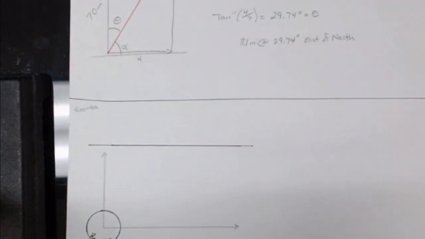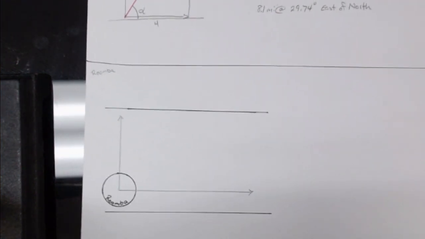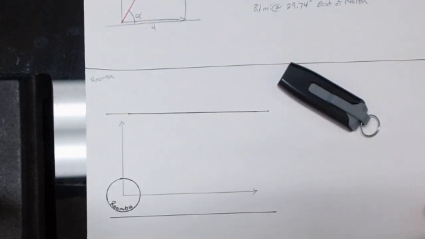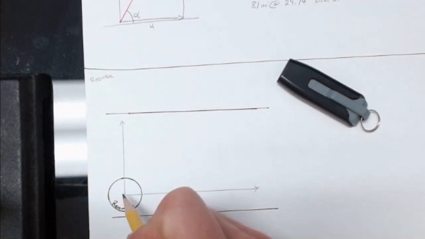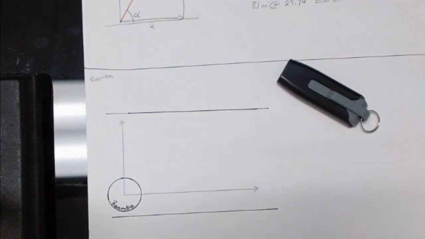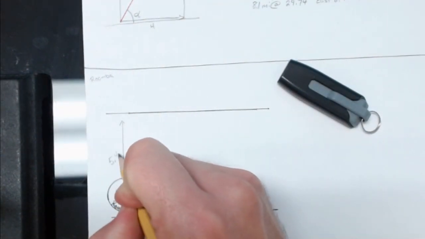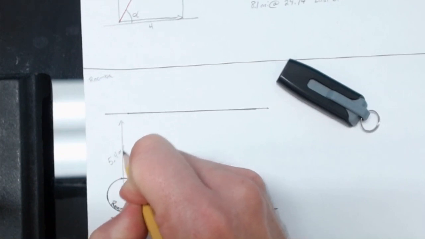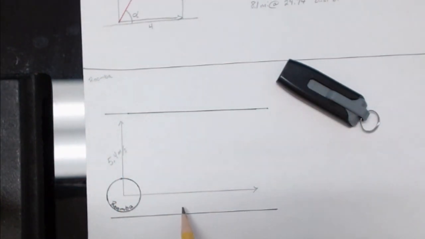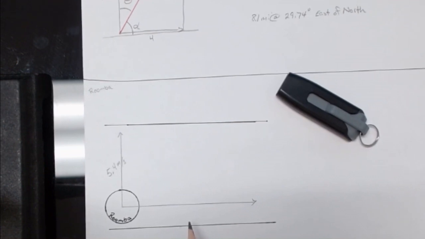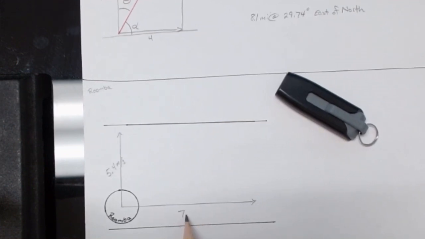So let's say this is a spunky little Roomba. It's got a lot of speed to it. In this direction it is going 5.4 meters per second. And sideways, it's moving 7.8 meters per second.